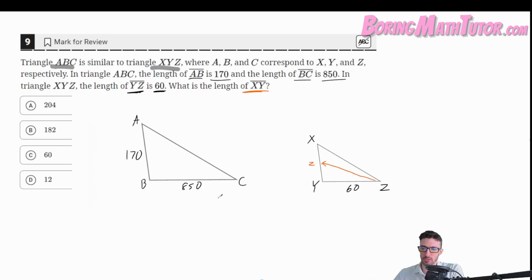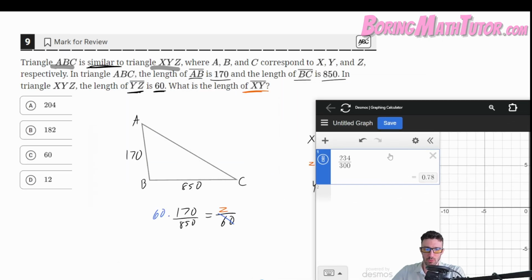But here, all I need to do when I have similar triangles is to set up a proportion. So I can just say 170 over 850 is going to equal Z over 60. So now to solve that, I just need to get rid of the divide by 60. And I do that by introducing a times 60 on the other side. And at that point, I can just go to DESMOS and do 60 times 170 over 850. And it turns out that comes out to 12.